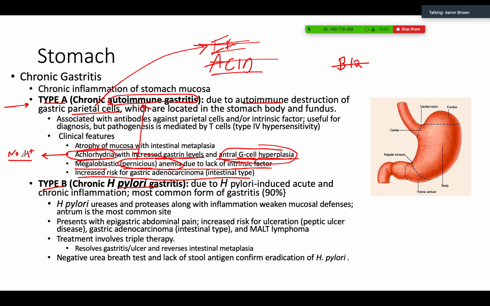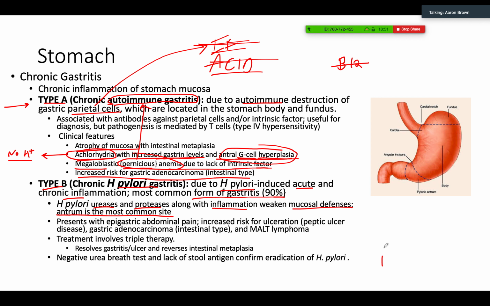Okay, great. So type B, this is due to H. pylori. This is the bacteria that loves acid. H. pylori can cause acute or chronic inflammation, and it's our most common cause of gastritis, 90%, pretty common. And so H. pylori, like we said, has lots of enzymes, ureases, proteases, and inflammation that weaken mucosal defenses. And the most common site of having this infection is the antrum.